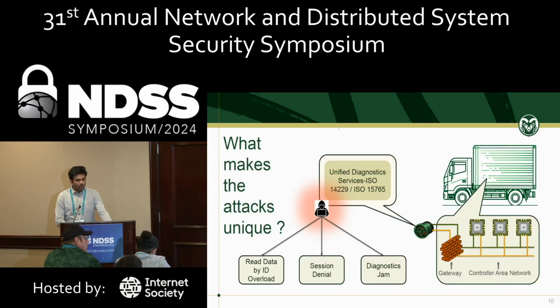So moving on to what makes our attacks unique and what's different. I believe all of you here have heard about normal command injection attacks on CAN networks, and CAN itself is not secure by design anyway. It doesn't have any authentication mechanisms built into it, nor is there any encryption of data.